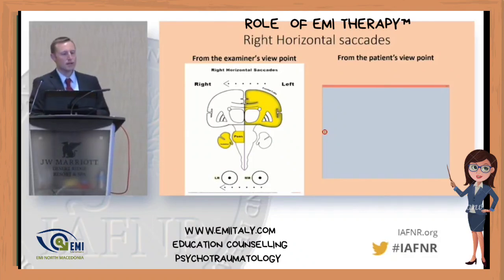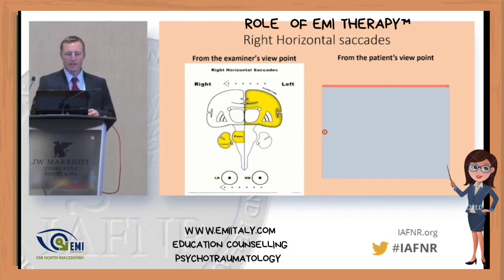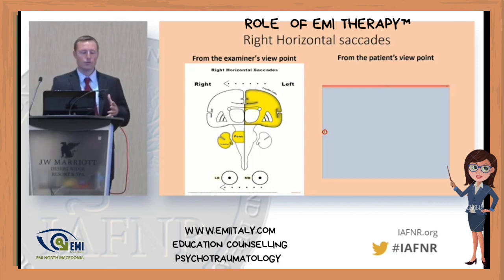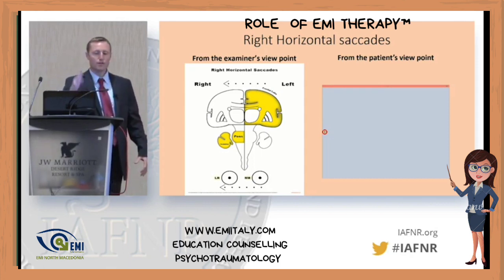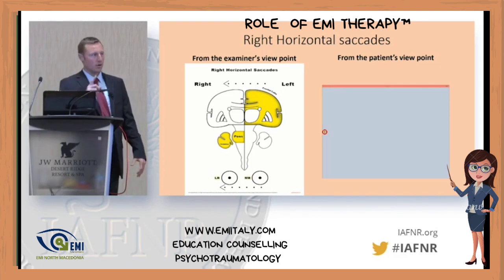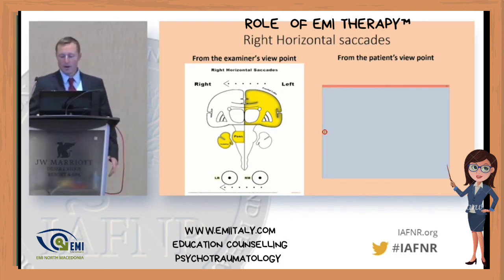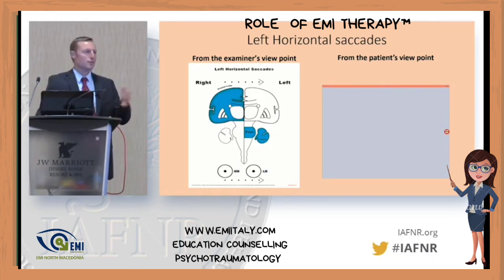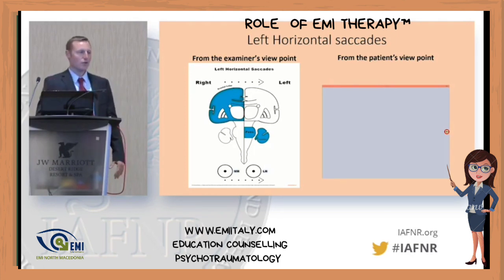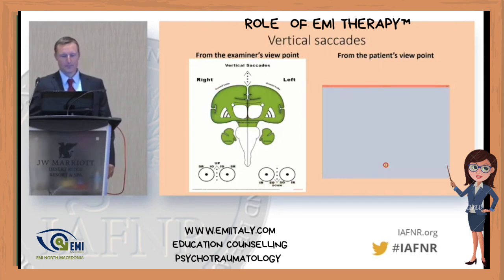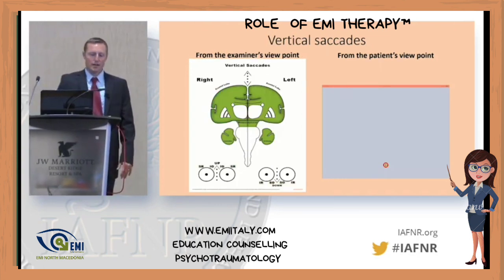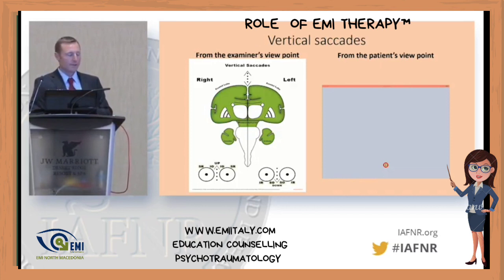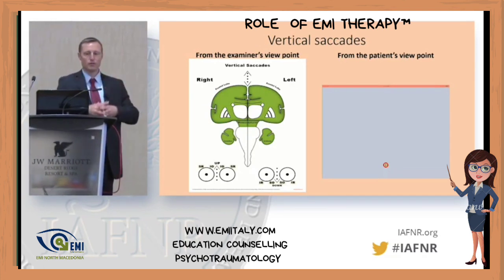And because the abducens nucleus for horizontal movements is in the right pons for right saccades, the right pons would also be engaged here. The same is true for the exact opposite. Just reverse what I said. So left saccades, right frontal lobe, left cerebellum, left pons. What about vertical saccades? That's a great frontal lobe, just bilateral frontal lobe stimulation.